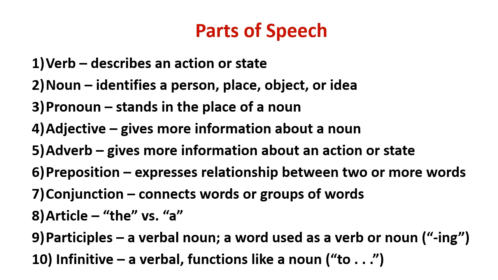Ninth, we have participles. What is a participle? Well, it is a verbal noun, a word used as a verb or a noun. And typically, in English anyway, they have the ing ending, and that's how you should translate them. When you see a participle in Greek into English, you'll translate it with a word or a verb that has that ing ending. And then 10th, we see infinitives.